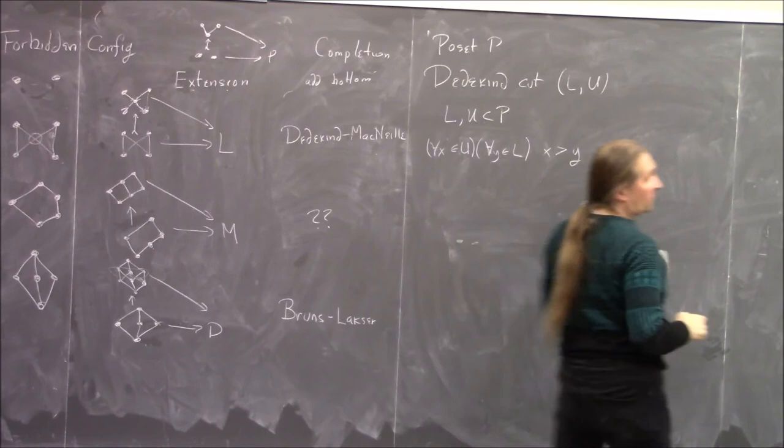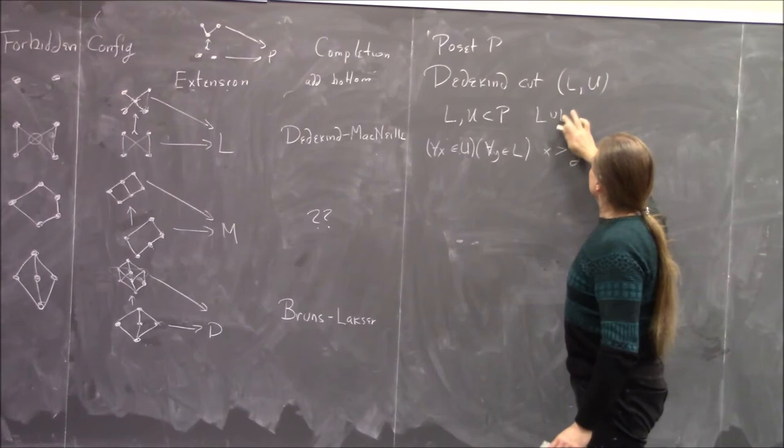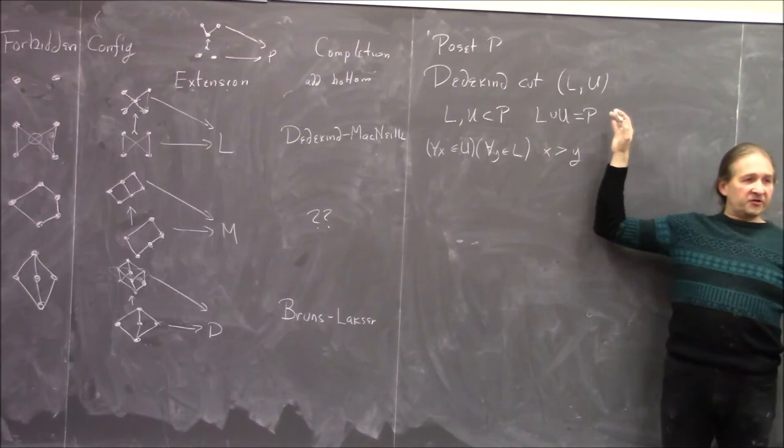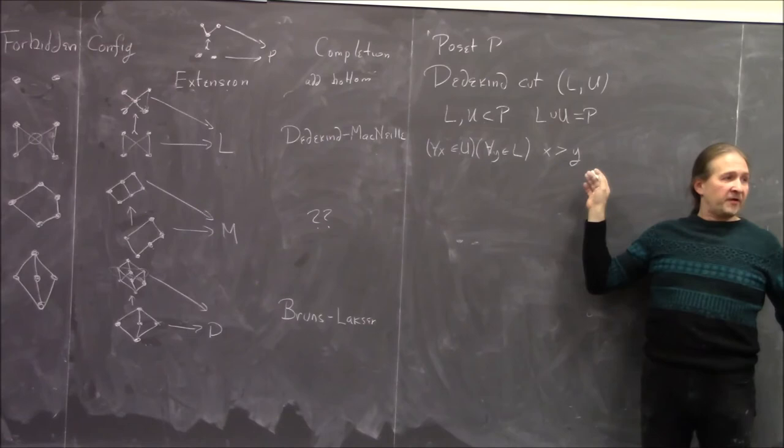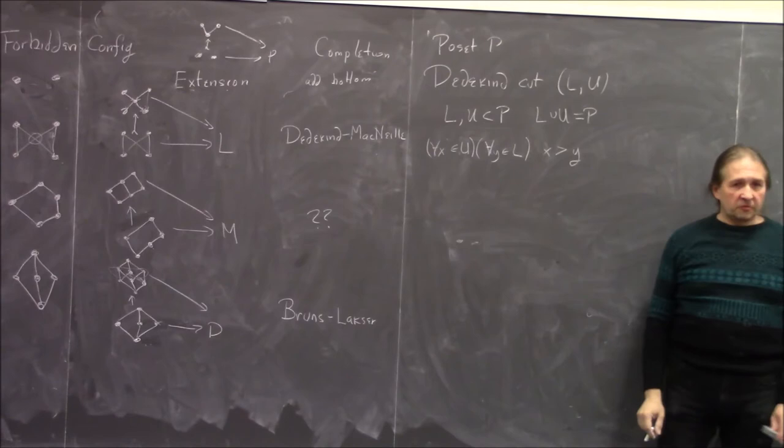All right, so it just means I have two subsets which partition my poset, and not just any old partition into two subsets, but one where every element in U is greater than every element in L. Hence the letters U for upper and L for lower.